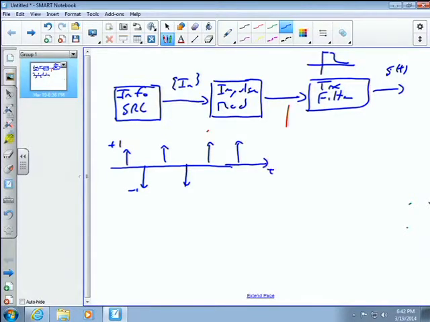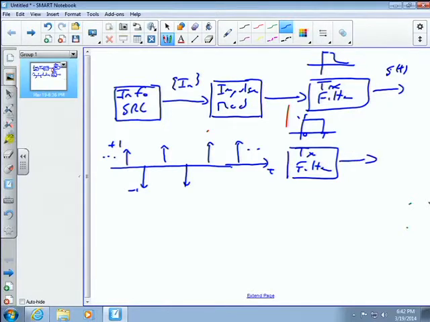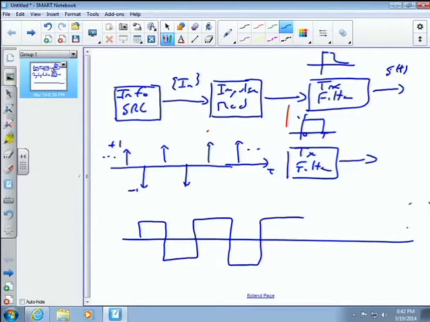Now, I feed this into my transmit filter. Suppose it's something nice and band limited. Let's say I'm just really scared to do anything too crazy, so let's say it's a rectangular pulse, amplitude 1. What is the output going to look like? The amplitude's going to look like this. Let's say that's 0, that's T, that's 2T, that's 3T, that's 4T, that's 5T.